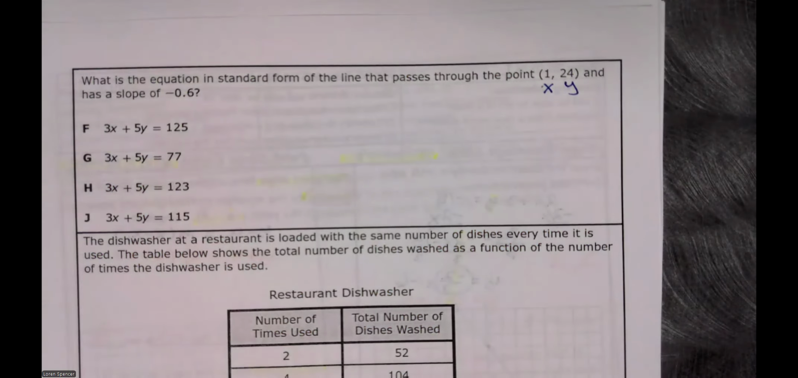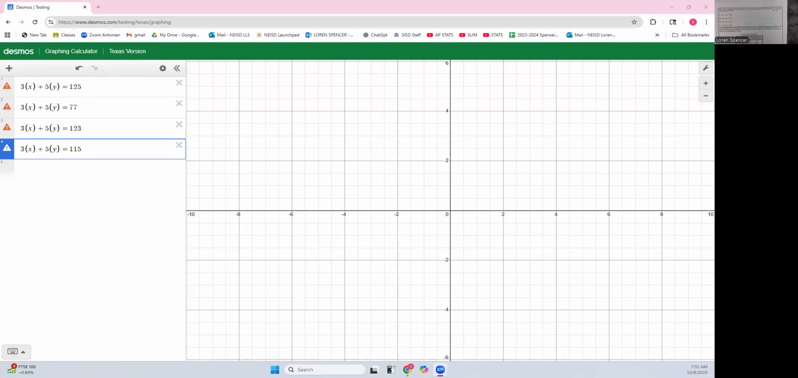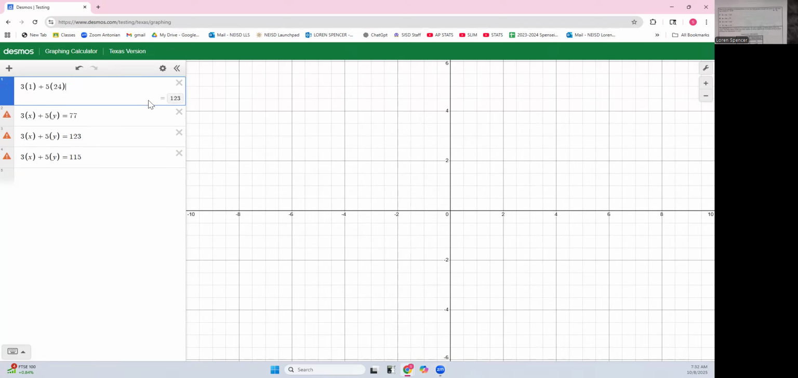All right, so switching over. So hopefully you see the Desmos screen and you see all the answer choices the way they showed up, except I put X and Y. Well, we know X, they told us X was 1, so I'll put in a 1 in there. And then I'm going to put a 24 in there. Now I'm going to erase this and see if it actually equals 125. No, it equals 123. That means it can't be the first choice because it needs to equal 123.